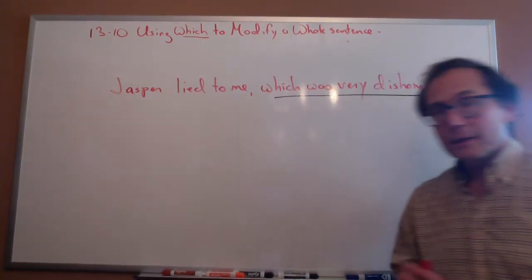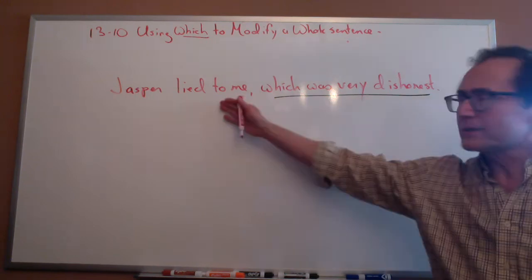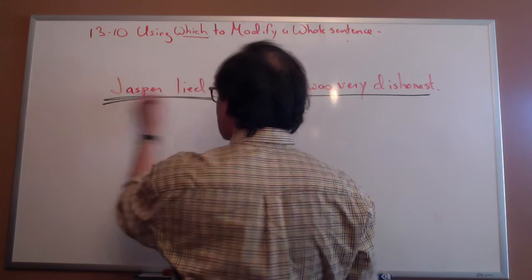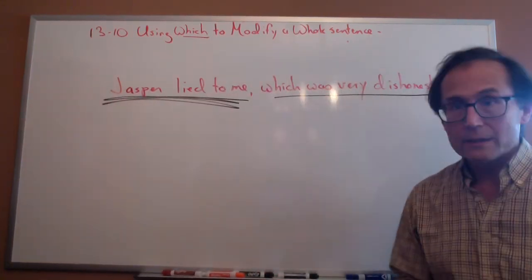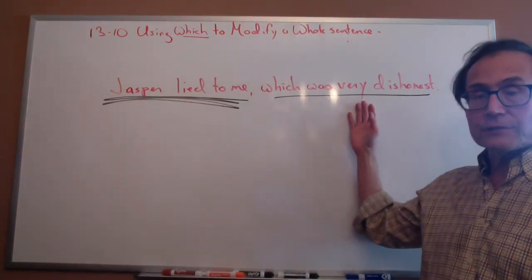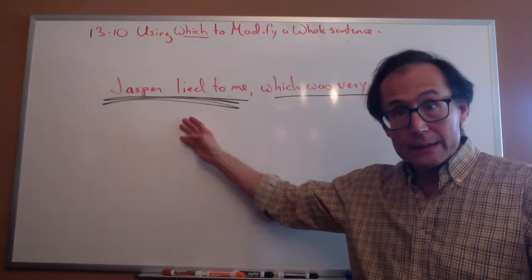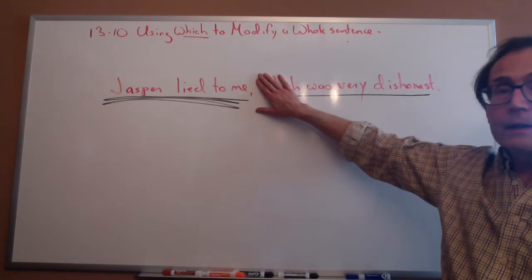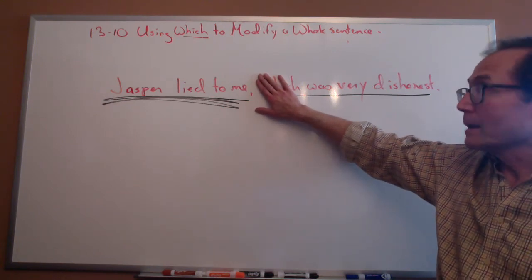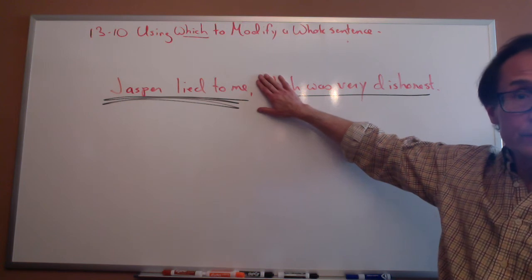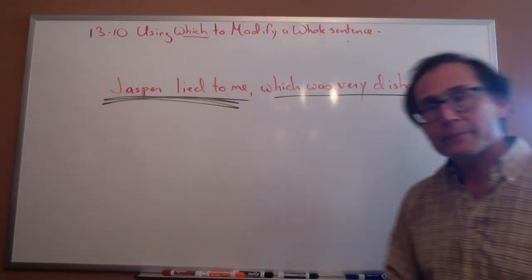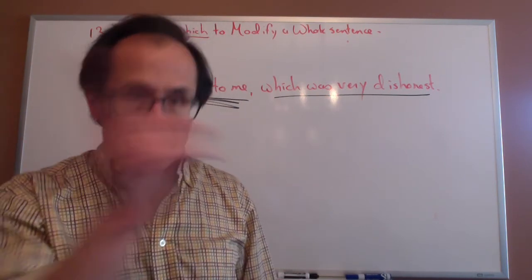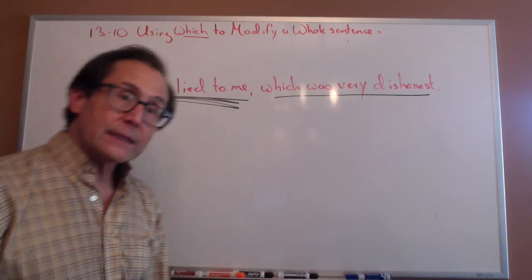Now, I say, well, what does which was very dishonest tell me about? Well, it tells me about this whole idea. So again, sometimes an adjective clause can tell me about a whole idea or about a whole sentence. Jasper lied to me. That's a whole sentence. That's a whole idea, we could say. I have one more thing I want to tell you, and then I'm going to ask you to try to make a sentence or two like this. Okay?